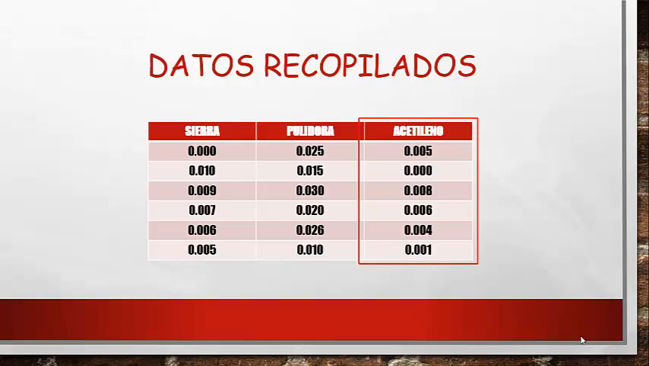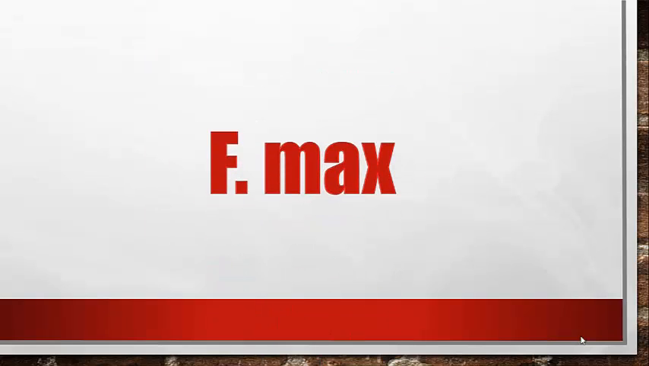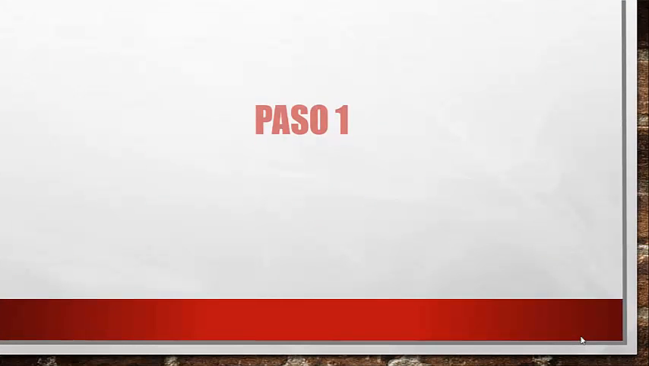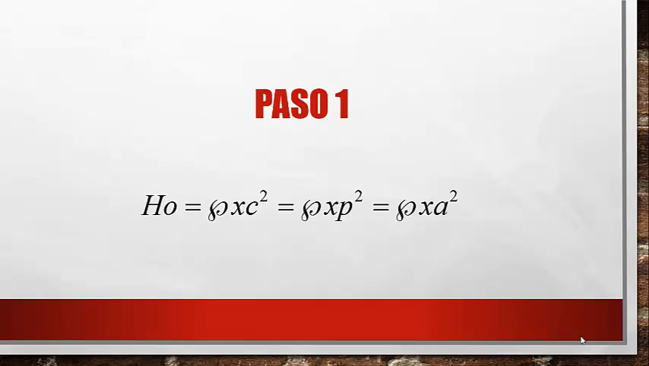Well, with this information we pass to the realization of the first test, F max. Started. Step 1. The null hypothesis: the loss of material for sawing squared is equal to the loss in polishing squared, and equal to the loss in acetylene squared.